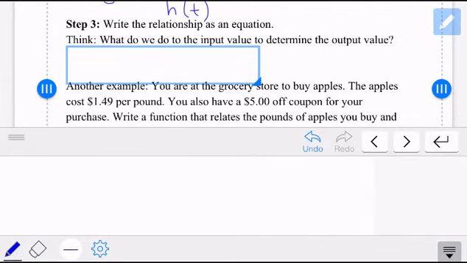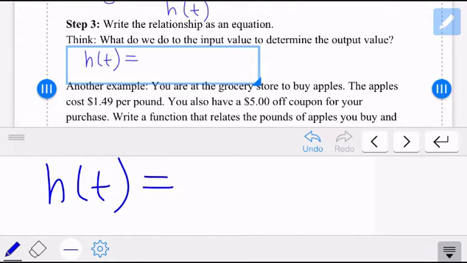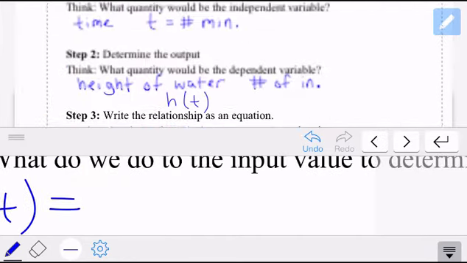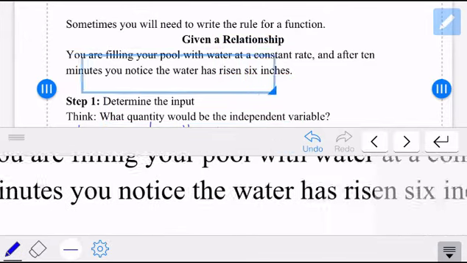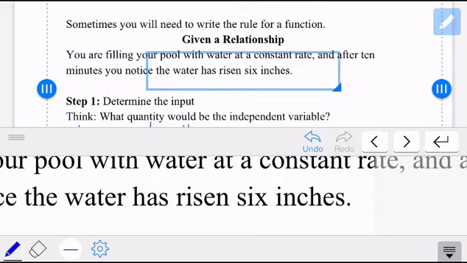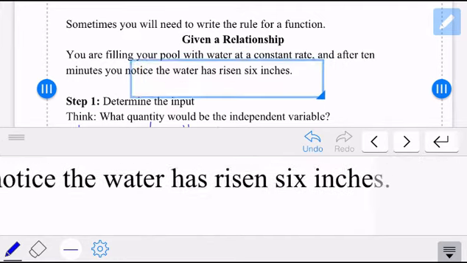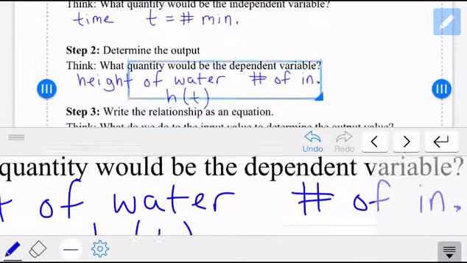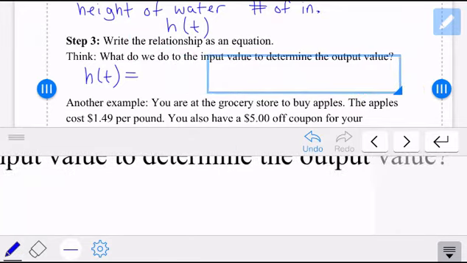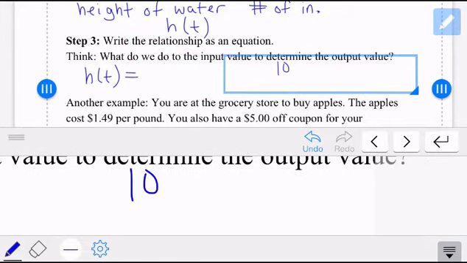Okay, now we need to figure out what the actual function equation would be. So we're calling it h of t. And how would we calculate that height of the water? Well, you have to be careful here because notice it's saying after 10 minutes, the water went up 6 inches. So you don't want to do 6 times t because it's after 10 minutes, not after 1 minute. So if you're putting in the number of minutes for t, we need to figure out how much it went up after just 1 minute.